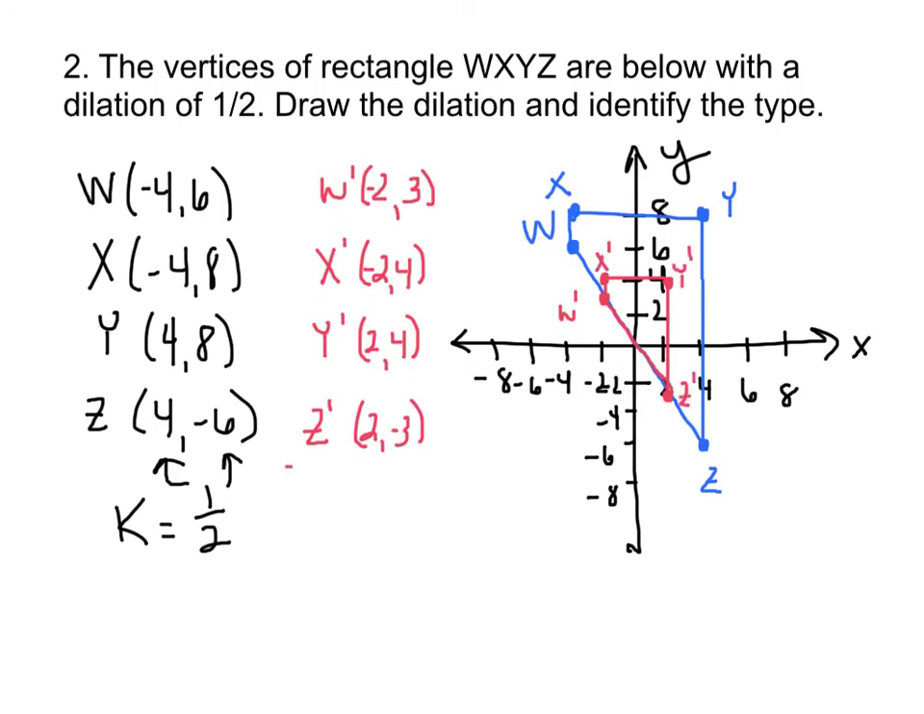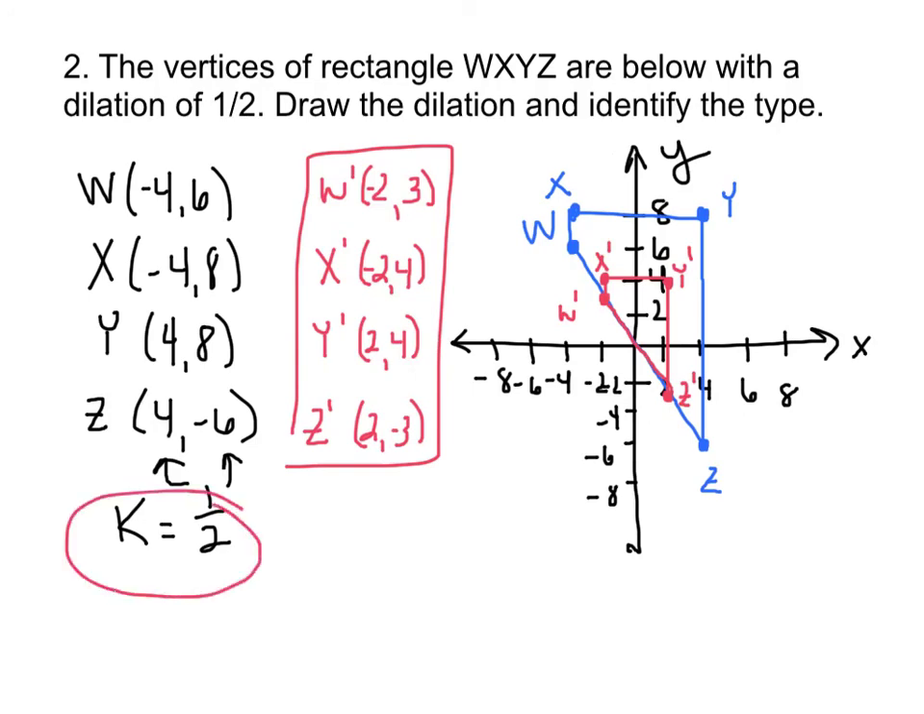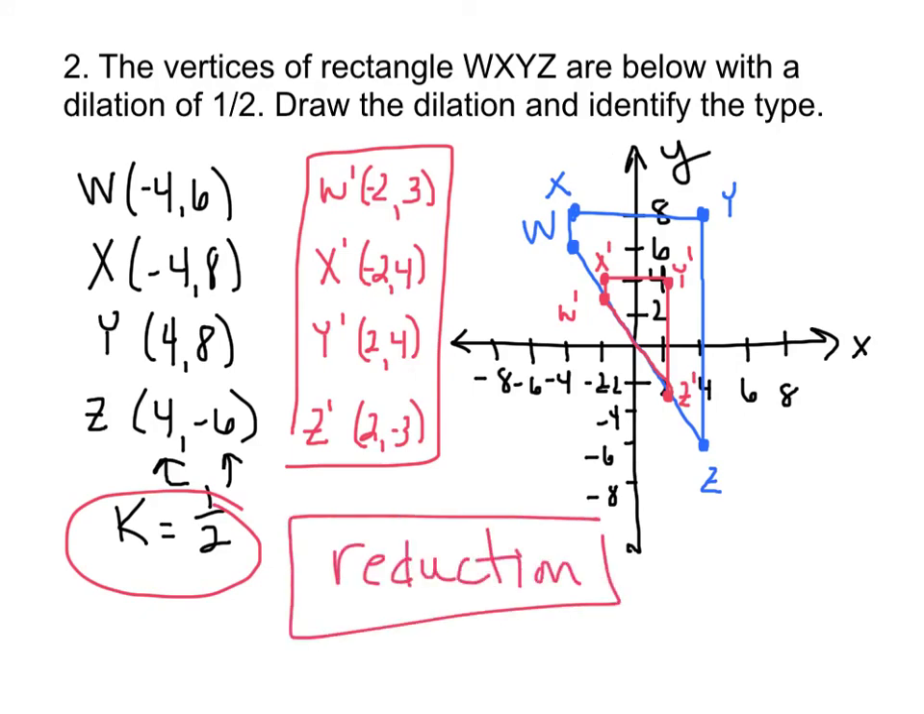So we've identified our new vertices, but what is the type of dilation is this? Well, since K was between 0 and 1, this is a reduction because your shape got smaller. And that is your answer.